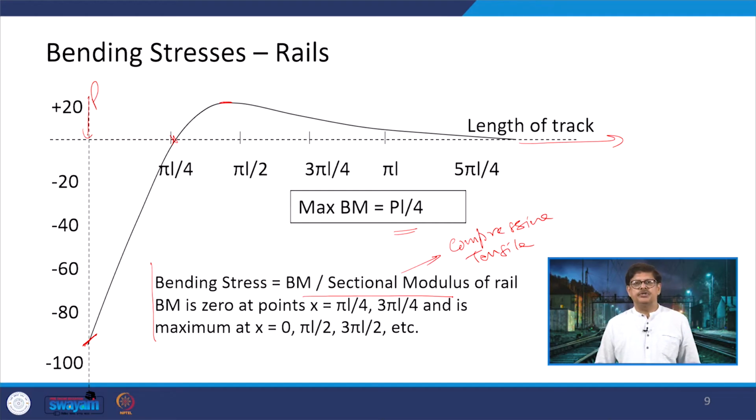So, the bending moment is going to be 0 at x equals pi L by 4, 3 pi L by 4, and it is going to be maximum at x equals 0 or pi L by 2, 3 pi L by 2, etc. So, this is how the successive values will be there.